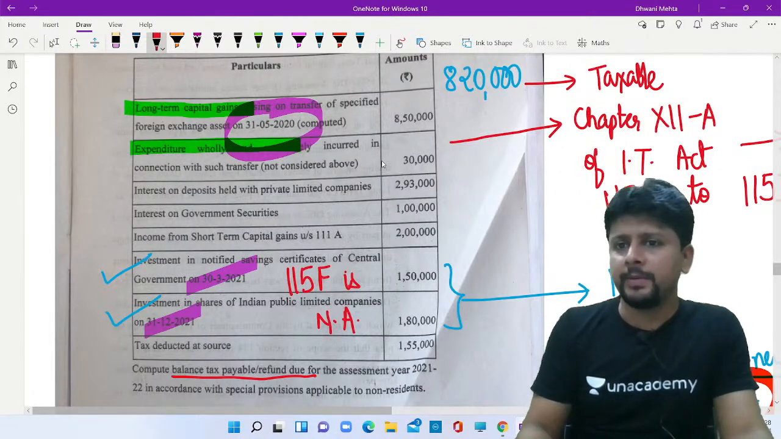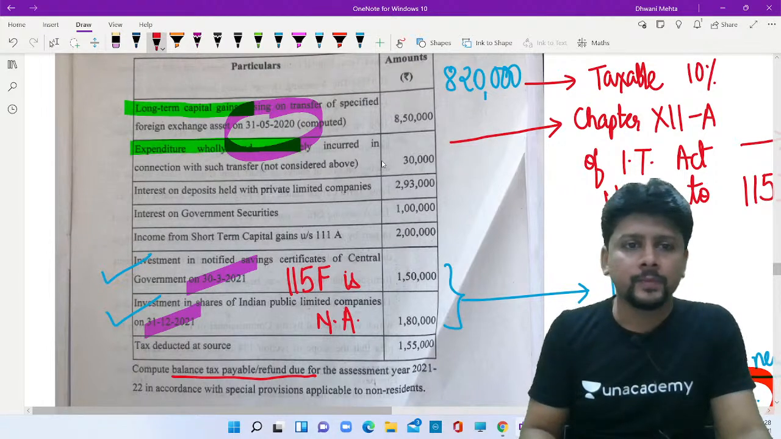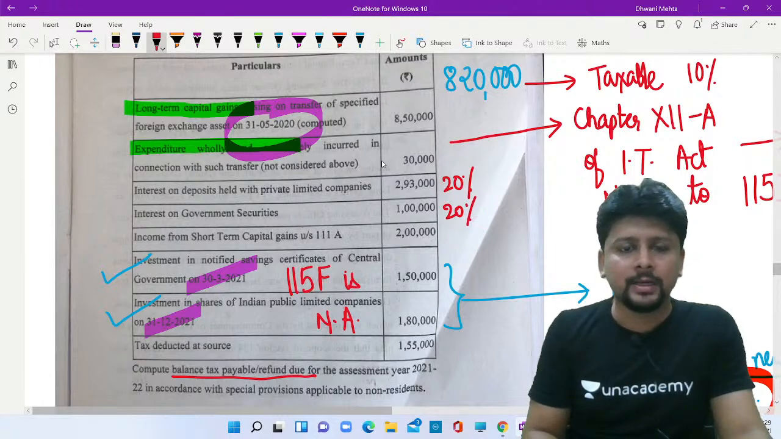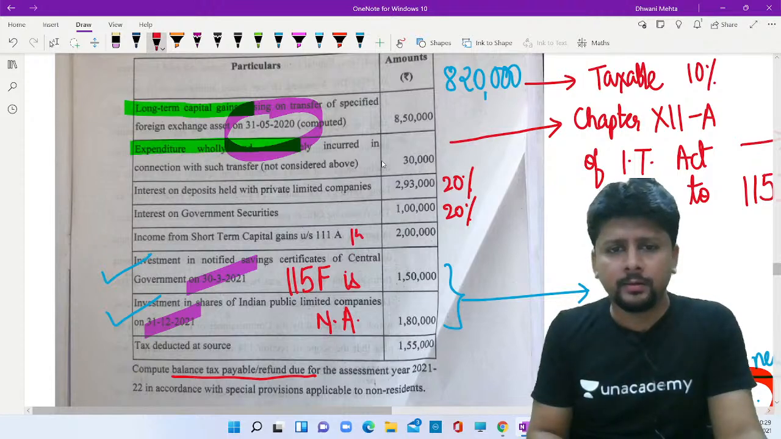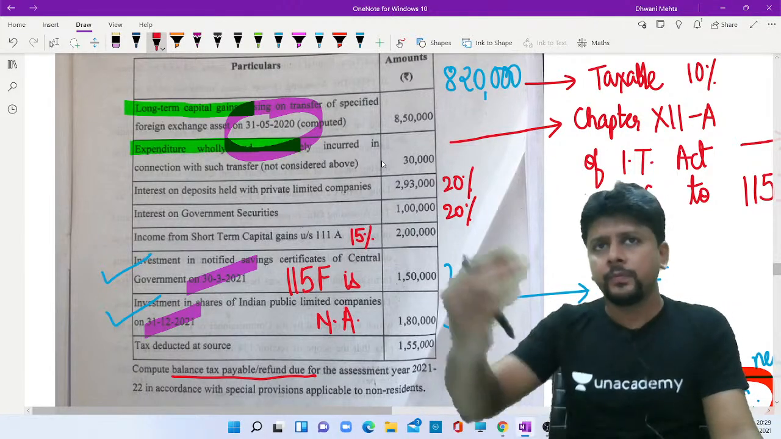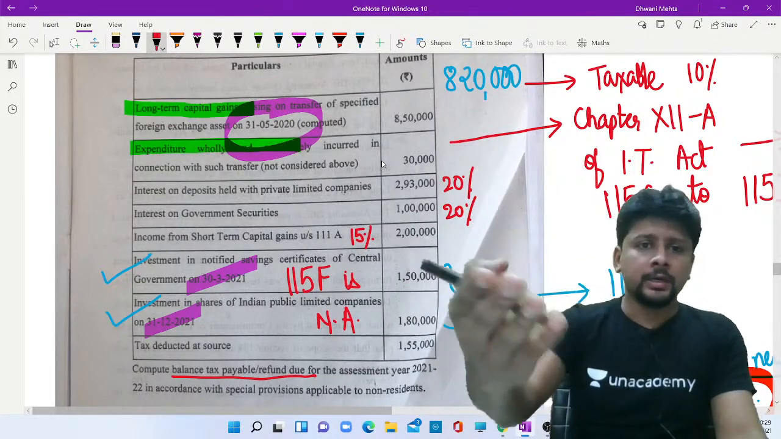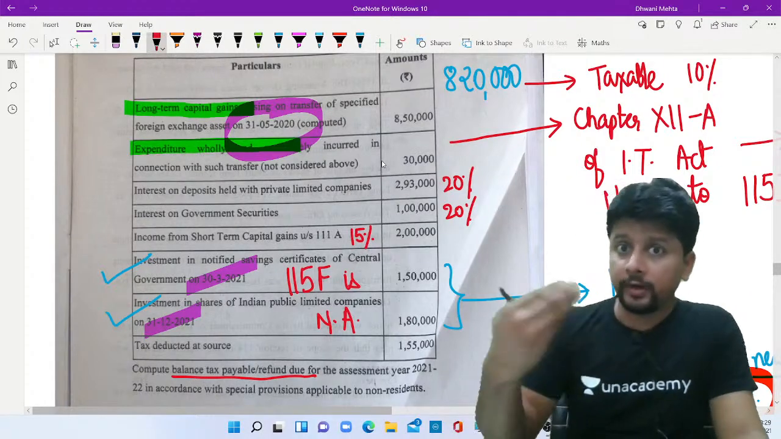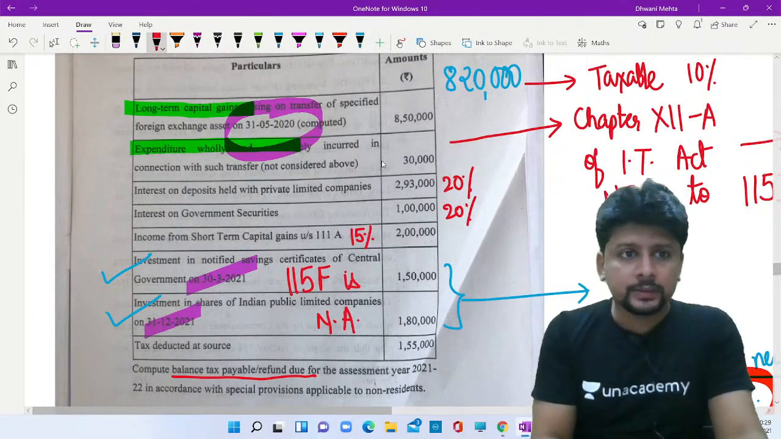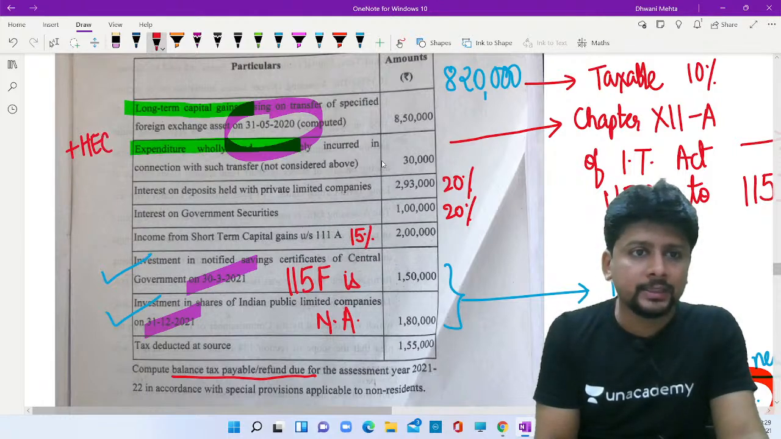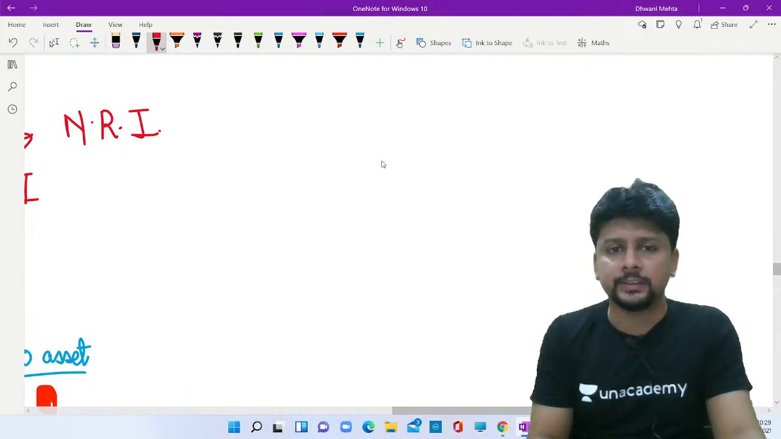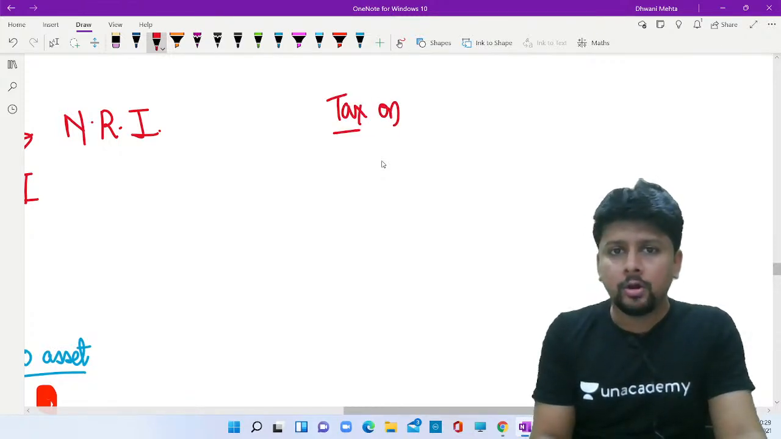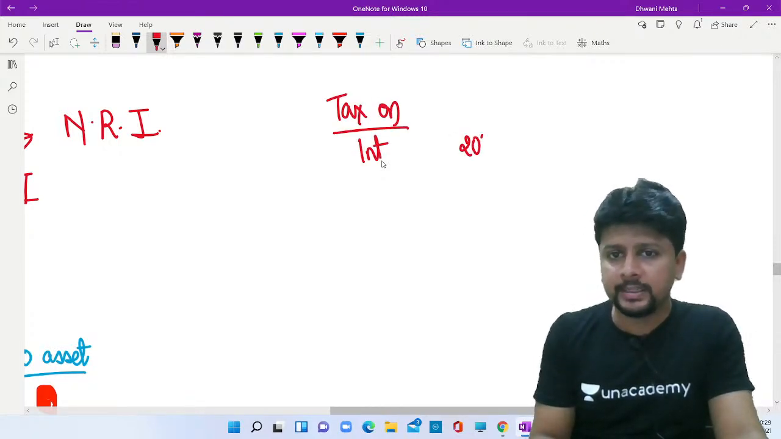So long-term capital gain will be taxed at the rate of 10%. Interest income is taxed at 20%. Short-term capital gain under 111A does not get covered by this chapter of the Income Tax Act. Your regular 15% rate applies. You have to compute your tax. The amounts are indicating that surcharge will not apply. So you have to take care that after computing these taxes, you have to add health and education cess of 4%. After adding health and education cess, your tax will be on those interest incomes at the rate of 20%.